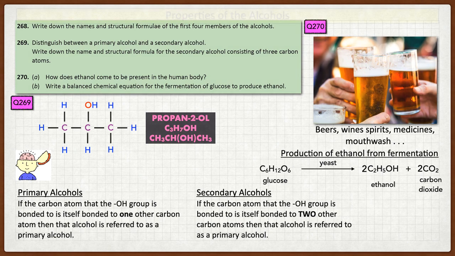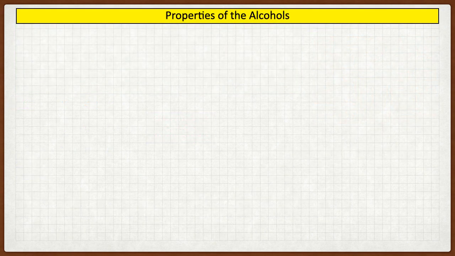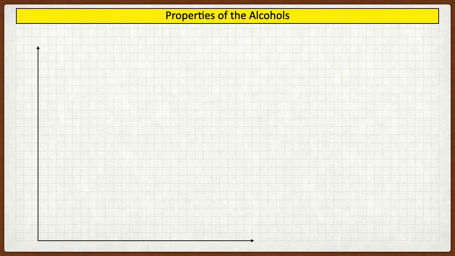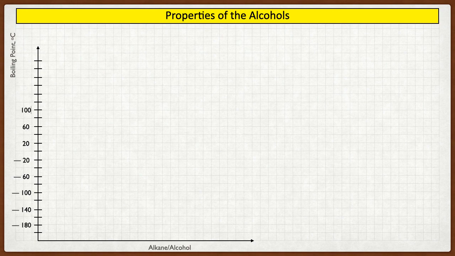Let's move on now to discuss the properties of the alcohols. One property we're going to look at is the boiling point of an alcohol relative to its corresponding alkane. Now, why would we compare it to an alkane? Because, as we stated before, there's only one difference between an alcohol and an alkane, and that's an oxygen atom. But it's a major difference, and we'll show when we go through this diagram here.